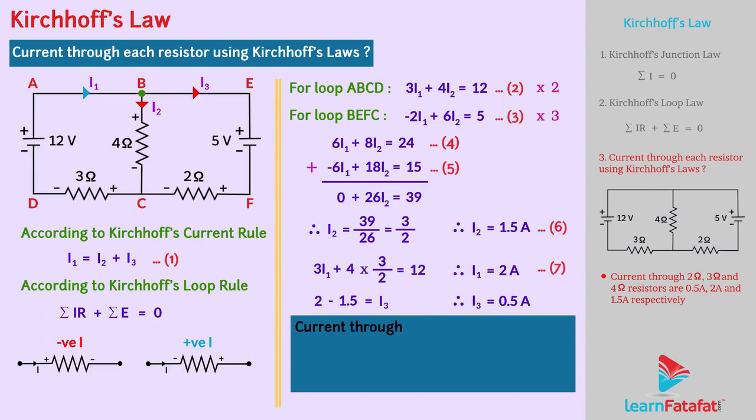Thus, the currents through the 2 ohm, 3 ohm and 4 ohm resistors are 0.5 ampere, 2 ampere and 1.5 ampere respectively. I hope now you can solve any problem based on Kirchhoff's rules.